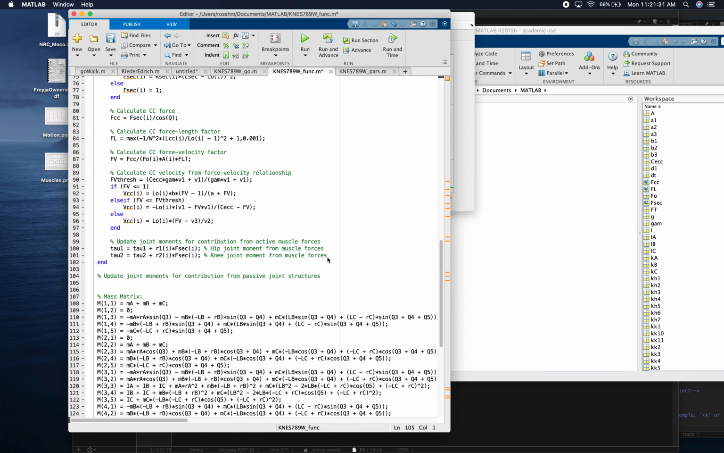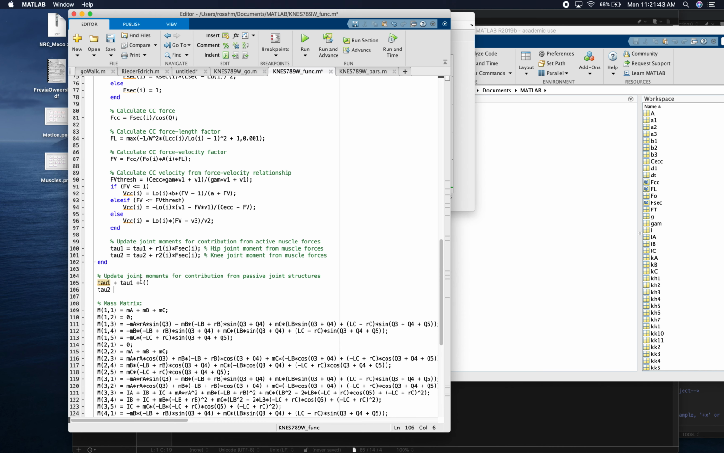So just like I did up here, where I'm including the contribution of my active muscle forces, I'm going to take my joint moment, and I'm going to add something to it. And same thing here for my other joint moment. Oops, sorry, should be equals. I'm going to take my moment at the knee and add something to it.